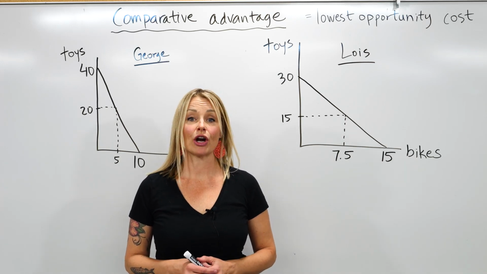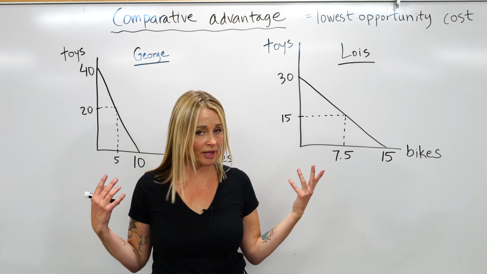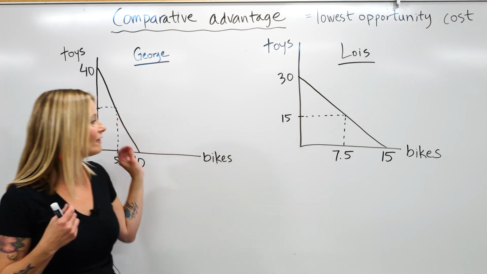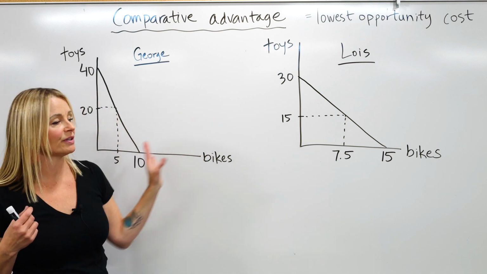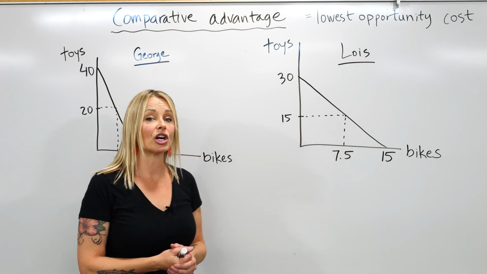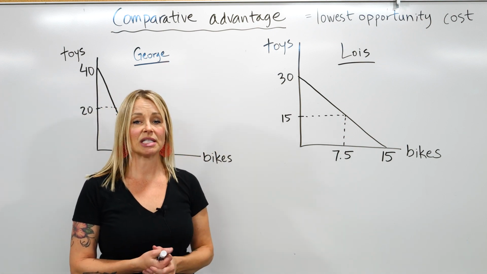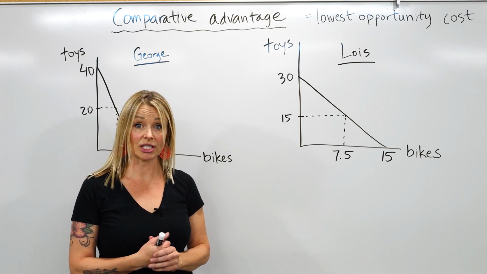Today we're going to take our Production Possibilities Frontiers, or PPFs. We're going to have two of them, and we're going to imagine that we have two people making two different goods, and we're going to see what happens with that. So we're going to learn about the concept of comparative advantage, which means having the lowest opportunity cost.